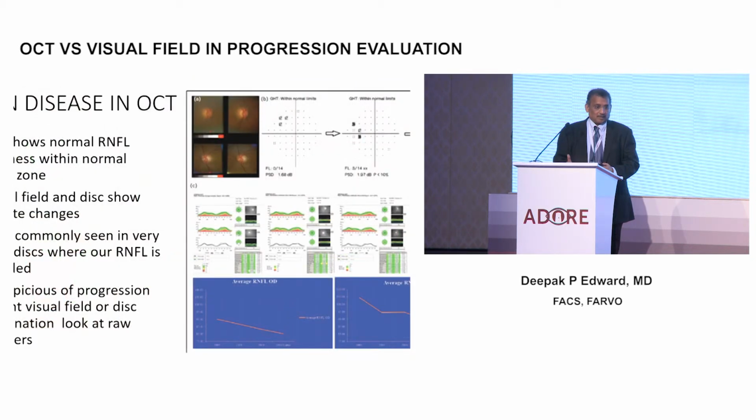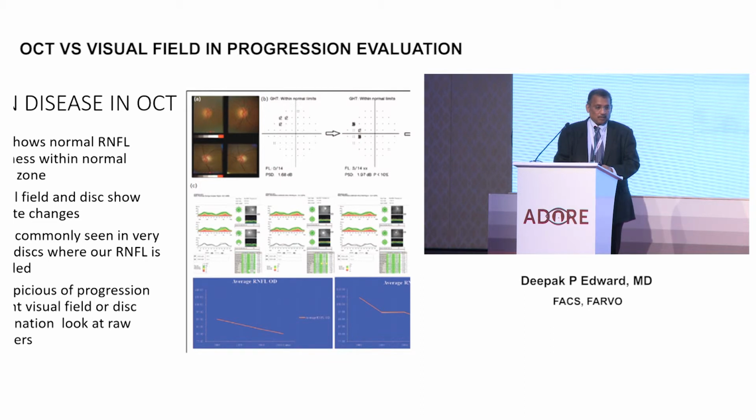What about green disease? Here you have an instance where the retinal nerve fiber layer by OCT looks completely normal, but there is a consistent glaucomatous visual field defect. And what's the problem here? Here the discs are small and crowded, and that's why the OCT is unable to detect the change.